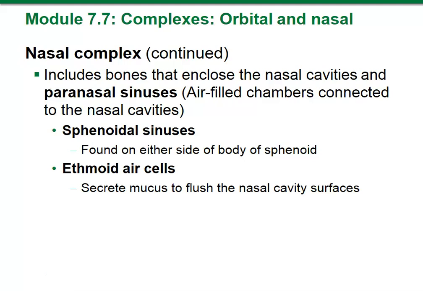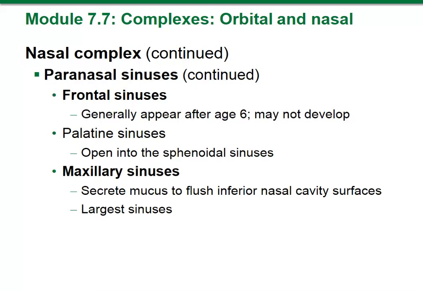Okay, the complexes also include bones that enclose the nasal cavities and paranasal sinuses. And these are air-filled chambers again. The sphenoidal sinuses and the ethmoid air cells do a lot of the same things. Now, one of the problems in dealing with sinus infections is that it's hard to get something into it, like an antibiotic. So that's one reason why sometimes you have to take antibiotics for a long time, or a series of antibiotics, to finally get it to work. In some extreme cases, they may actually have to penetrate the sinuses in a clinical situation.